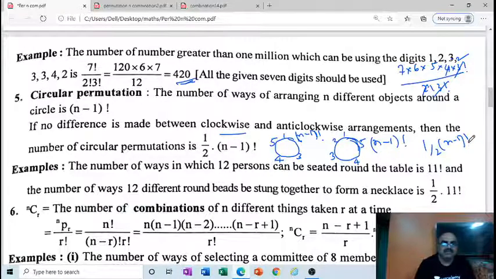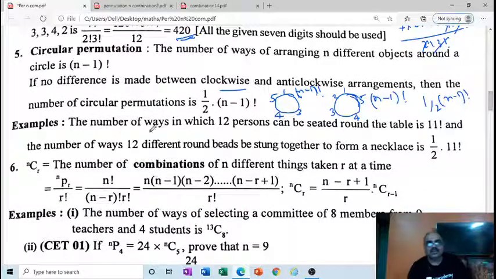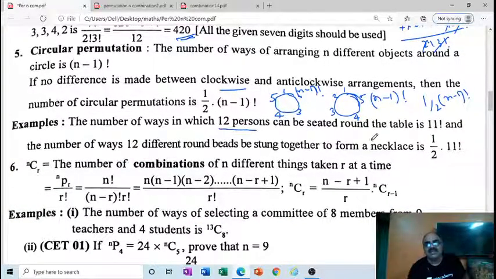I have an example here to substantiate. The number of ways in which 12 persons can be seated round the table is 11 factorial ways. Correct? There are 12 people who have to be made seated round the table. It is 11 factorial. I took the example of 5. Now they have taken 12. Okay. 12 minus 1 will be 11 factorial.